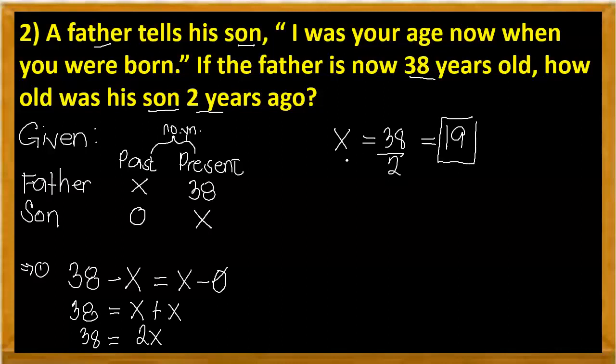So therefore, okay, ang edad ng kanyang anak ngayon ay 19 years old. So, past age of the father is also 19 years old. So, mean to say, nagkaroon ng anak ang father at the age of 19. But that is not the question. Hindi tayo matatapos dito. Kasi ang tanong is, how old was his son 2 years ago?